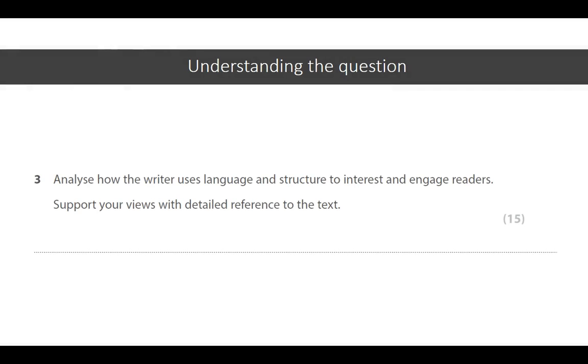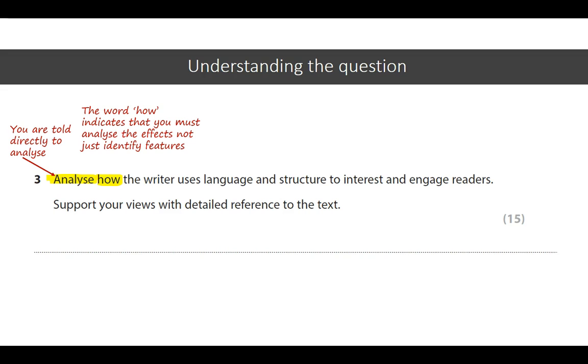Okay, so as with all of these, our starting point is the question. With the question on paper 2, the very first word tells you directly to analyse. Okay, so there is no ambiguity about this. There's no confusion about what you're being asked to do. You are told directly to analyse. And if that wasn't enough, they also include the word how.